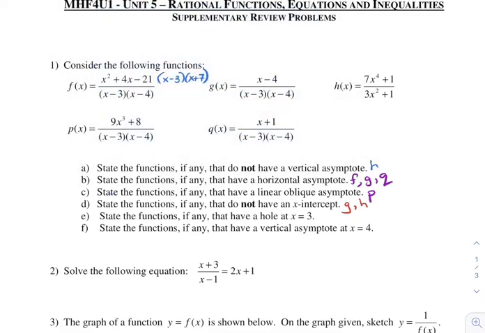Next one, state the function if any that have a hole at 3. So the first one, f, would have a hole at 3 because I would cancel out that x minus 3. When we cancel out, that tells us that there's going to be a hole. So f, that's the only one that we would cancel out.